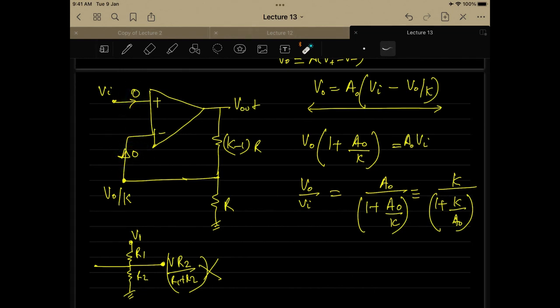So if current is zero, then you can apply this concept of voltage division. Otherwise, you cannot do that. As you know, if current goes out from here, let us say I1, then you cannot use this V times R2 over R1 plus R2. So we are using it because there is no current going here. This is actually the property of the operational amplifier, and note that property, it's very important. The property is that the current flowing into the operational amplifier has zero value. So that is the first property that you are studying now for the operational amplifiers.